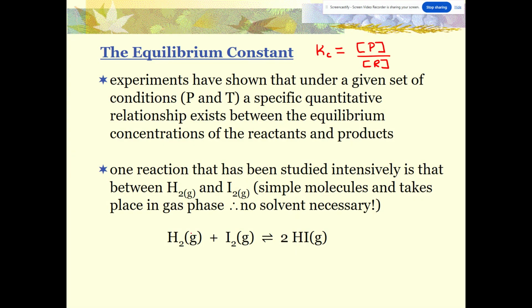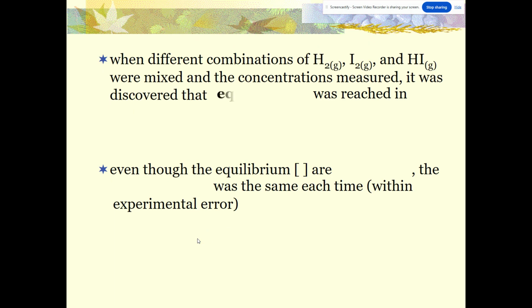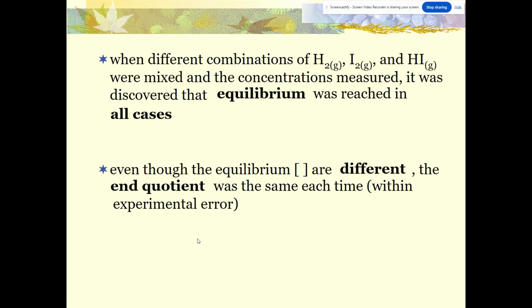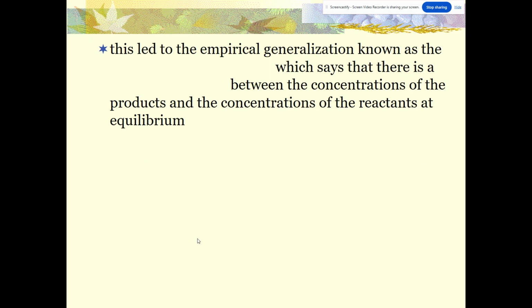So scientists have extensively studied the reaction forming HI gas because they're simple molecules in gas phase, so no solvent is necessary. When they mix different combinations of hydrogen and iodine to produce HI, they discovered that the same relative amounts of products to reactants was reached. Even though the equilibrium concentrations were different, the end quotient was the same. So the relative amount of products to reactants was the same.